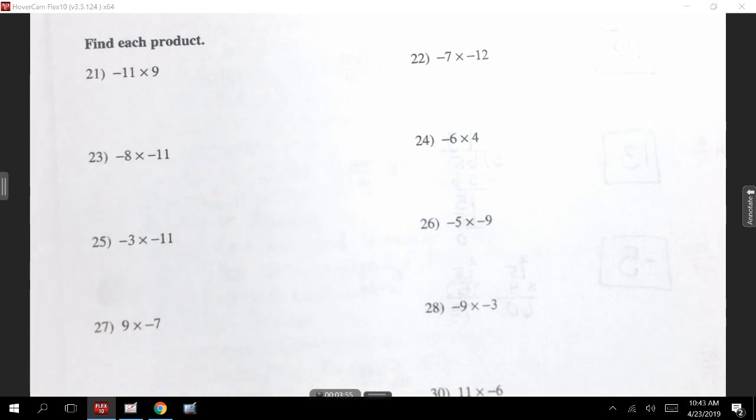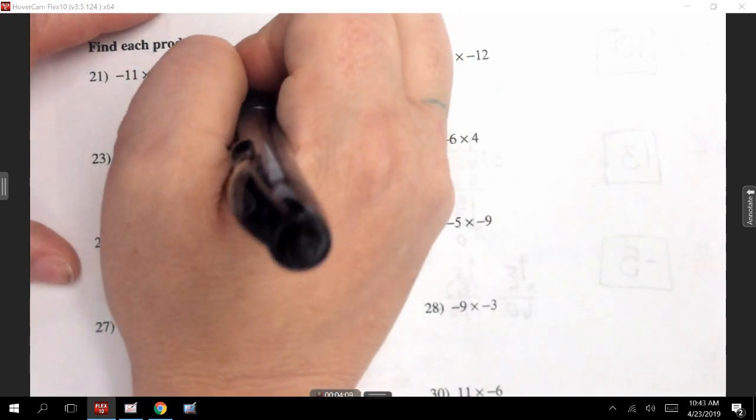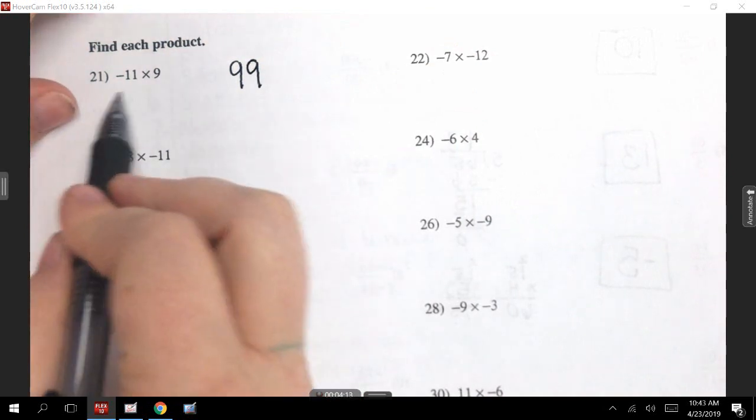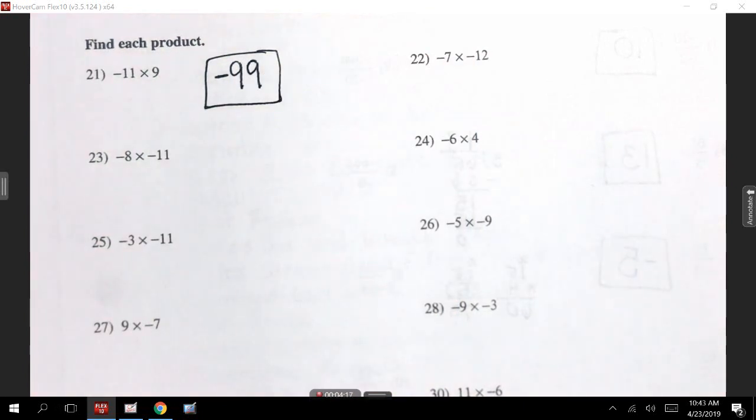So now we're looking at multiplication. Same rule applies here. Tony, when I do 11 times 9, what's that going to give me? 99. Awesome. And is that 99 going to be a positive or a negative? A negative because they have different signs. Excellent job. And that's it. There's not really any work to do. Hopefully we can multiply by 11 pretty easily.